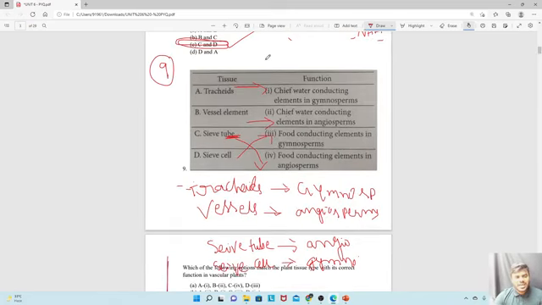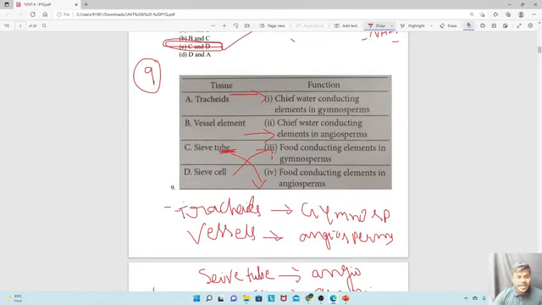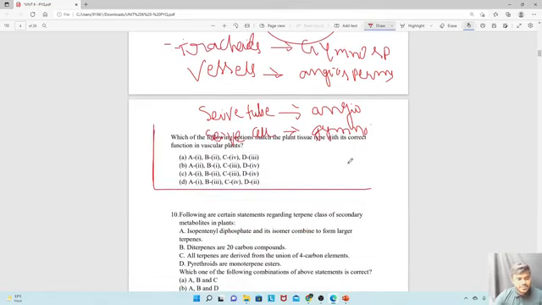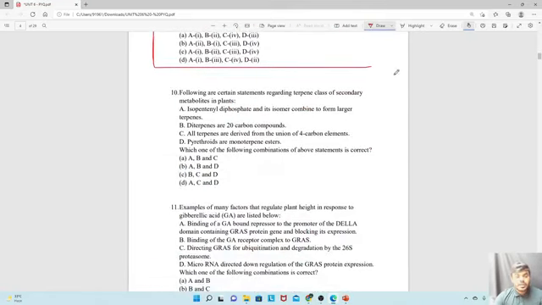Friends, please kindly don't confuse. Don't confuse unnecessarily. Tube is highly modified, angiosperm. Cell is little modified, gymnosperm. Don't confuse, please. Next one.